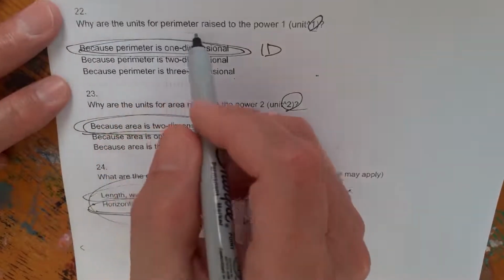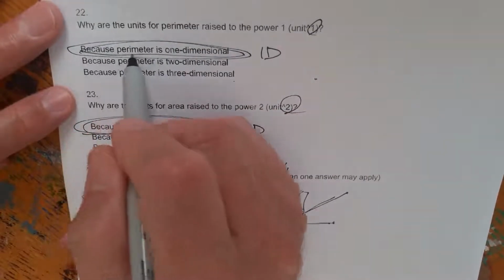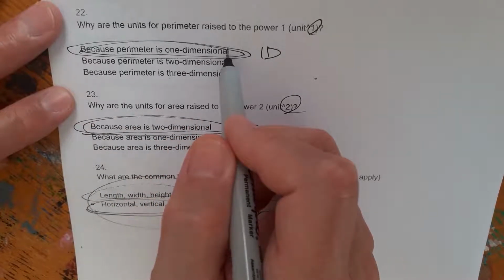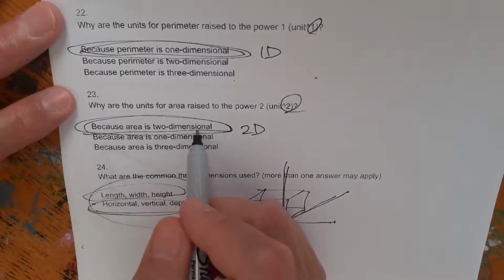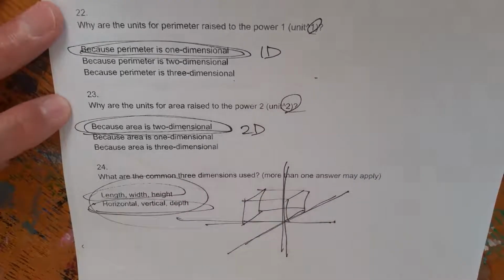Why are units for perimeter raised to the power 1? Because perimeter is one-dimensional. It's a distance. Why are units for area to the power 2? Because it is 2-dimensional. It is length times width.